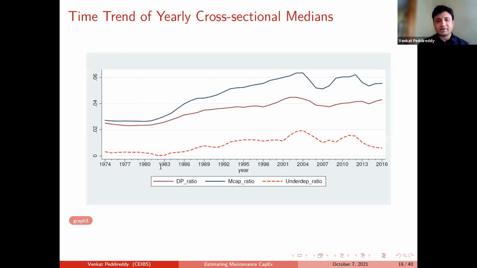If you just look at the time trend, the maroon line is the DP ratio, which is depreciation and amortization over dollar of sale. And the blue line is my estimated maintenance capex ratio. There's a gap between both of them. And you see that the gap is fairly constant over a period of time. At least it's not going up or something.